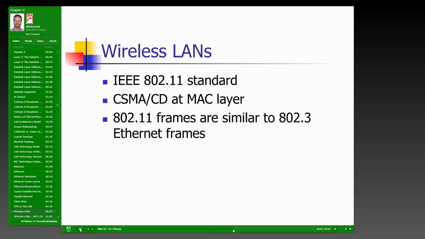The access method was still CSMA/CD at the Datalink layer, and more specifically the MAC sublayer of the Datalink layer. That's where the access method is defined. And then 802.11 frames are similar to our 802.3 Ethernet frames, so very compatible with the current Ethernet market in usage in local area networks.